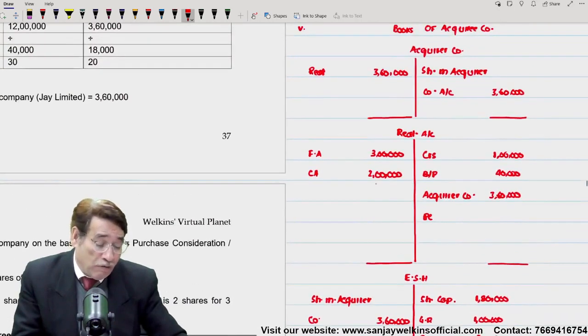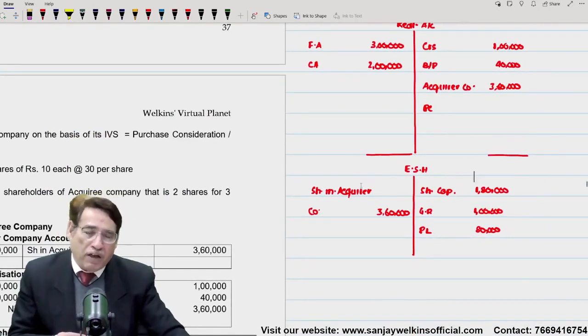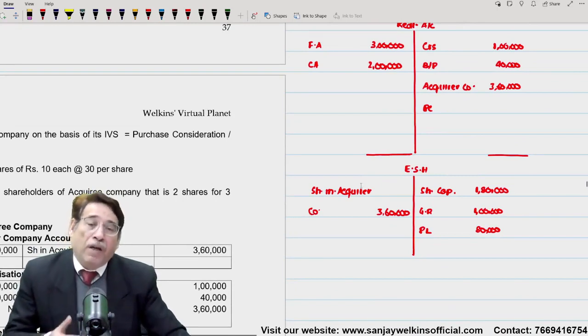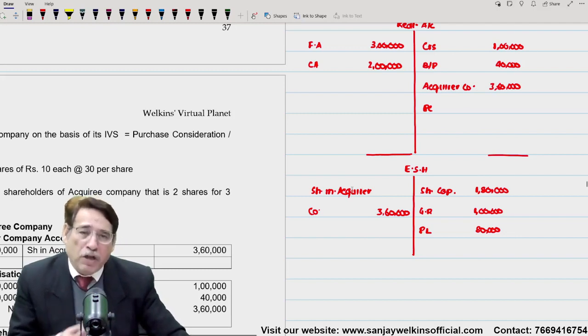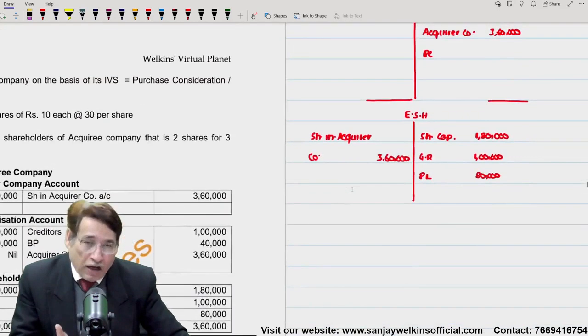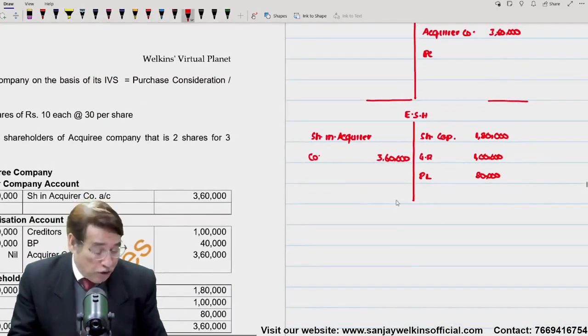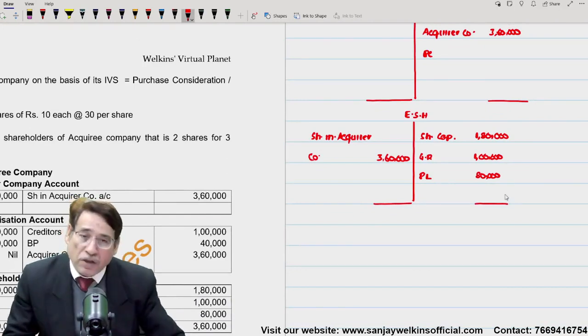Because in this question, we did not prepare the cash account. We did not prepare the cash account simply because, number one, cash is not given in this particular case. Number two, even through the purchase consideration, we are not receiving any cash. So that is the reason why I did not prepare the cash account. Now we are going to tally the equity shareholder account. It is getting tallied on its own. You can see so easily. Is it clear to you?